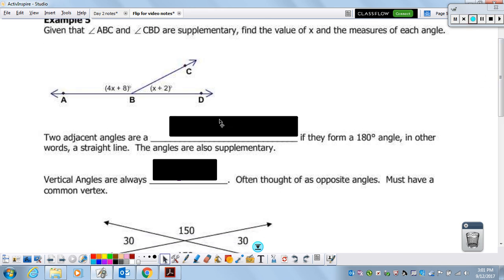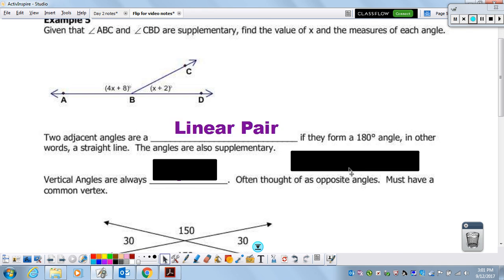All right. Two adjacent angles, so two angles that are next to each other, are a linear pair if they form a 180 degree angle. In other words, a straight line. These angles are also supplementary. This picture shows you an example of a linear pair. Angle ABC and angle CBD are supplementary, and they sit on, and they're adjacent to each other because they share this side. So they are a linear pair.